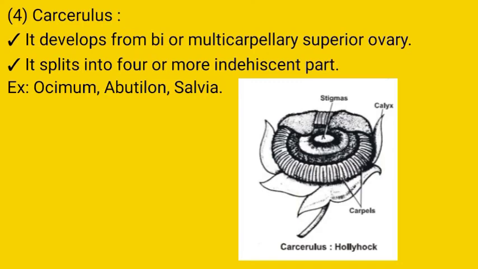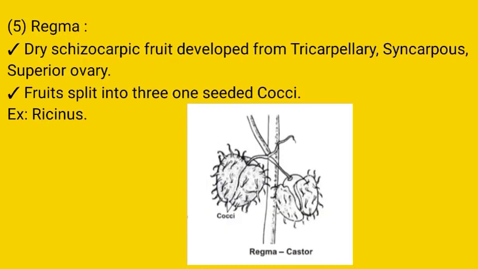In this type, the fruit develops from a bi- or multicarpellary superior ovary. After maturity, the fruit splits into 4 or more indehiscent parts. Example Ocimum, Abutilon and Salvia. Let's see the diagrammatic representation of carcerulus in hollyhock. Check the diagram carefully. The fifth one, regma.